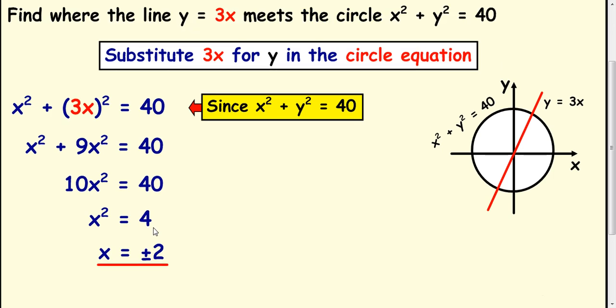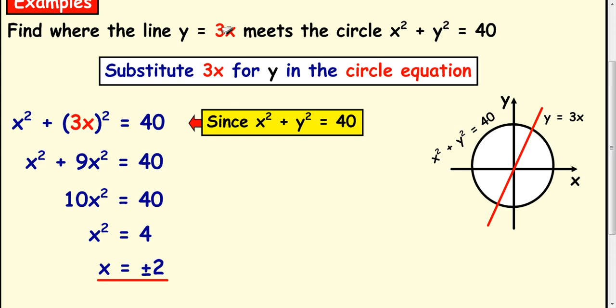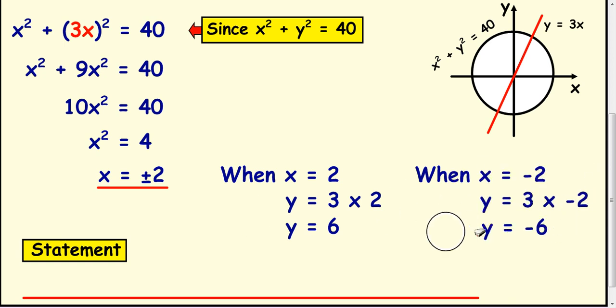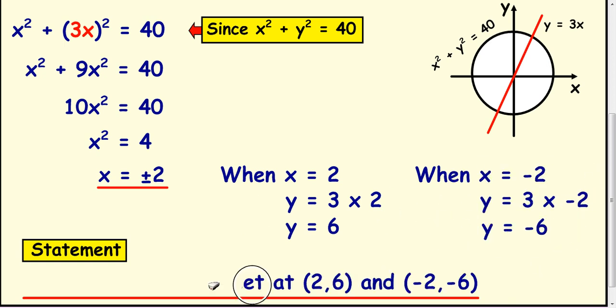We can now work out our y values from this. Put in 2 to get 6 and minus 2 to get minus 6. So when x is 2, y equals 3 times 2, and when x is minus 2, y equals 3 times negative 2. So there's your points of intersection, 2, 6, and down here would be negative 2, negative 6.